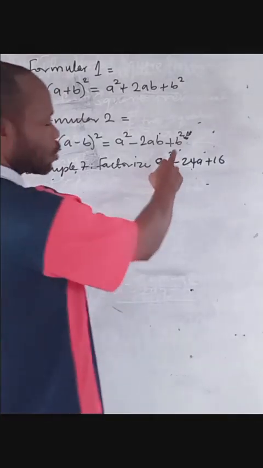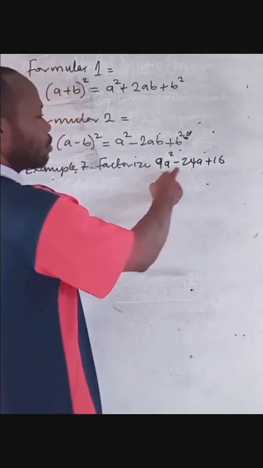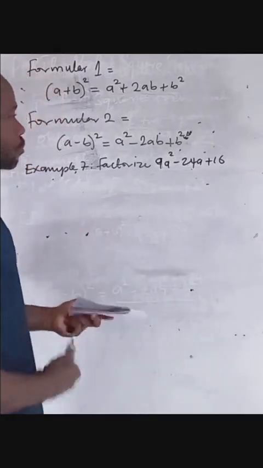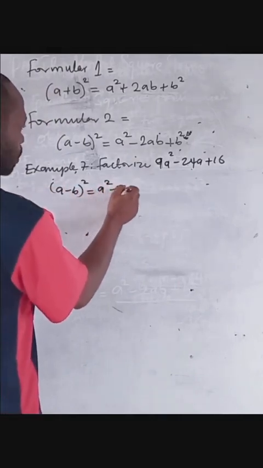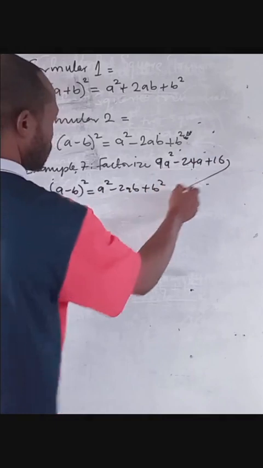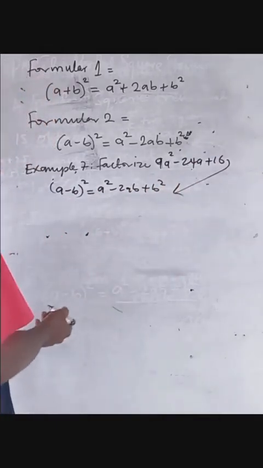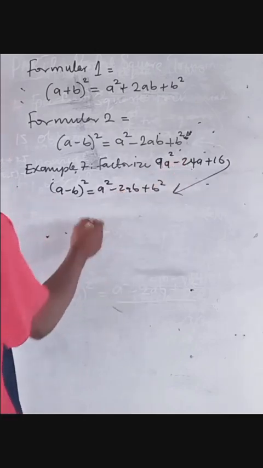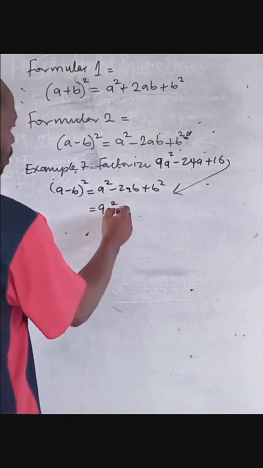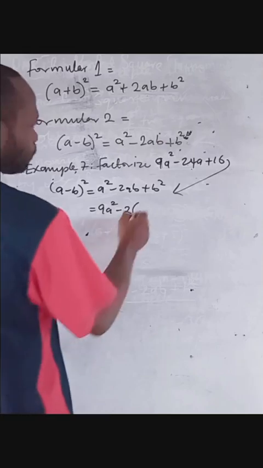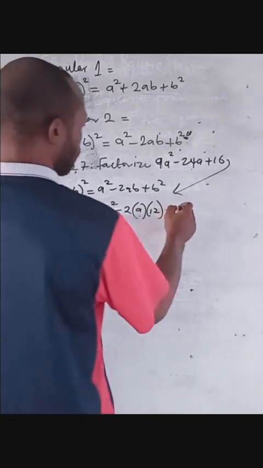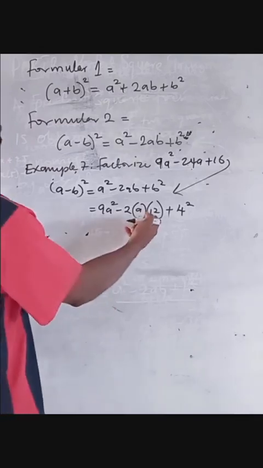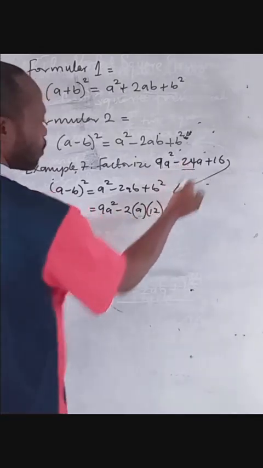Example 7, factorize 9a squared minus 24a plus 16. And the formula to apply here is a minus b squared, which is equal to a squared minus 2ab plus b squared. You can see that this expression is similar to this. Alright? So if I rewrite this expression, it's going to be 9a squared minus 2 multiplied by a multiplied by 12 plus 4 squared. Why 12? Because 2 times 12 is 24.